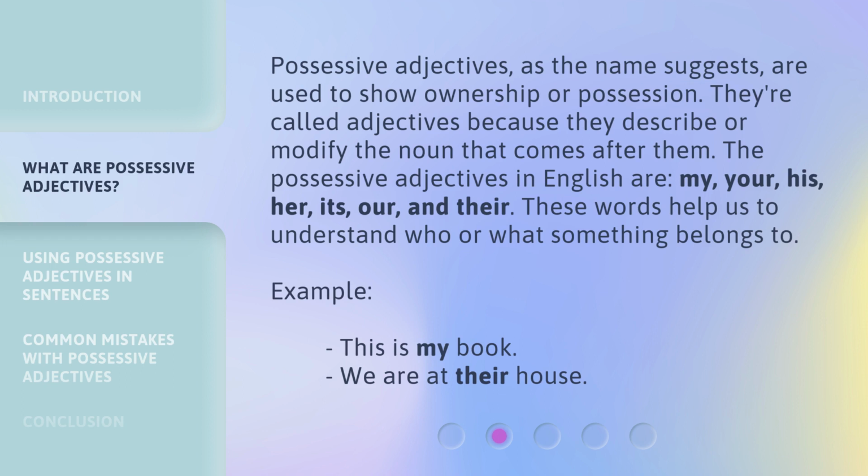Possessive adjectives, as the name suggests, are used to show ownership or possession. They're called adjectives because they describe or modify the noun that comes after them. The possessive adjectives in English are my, your, his, her, its, our, and their. These words help us to understand who or what something belongs to. Example: this is my book. We are at their house.